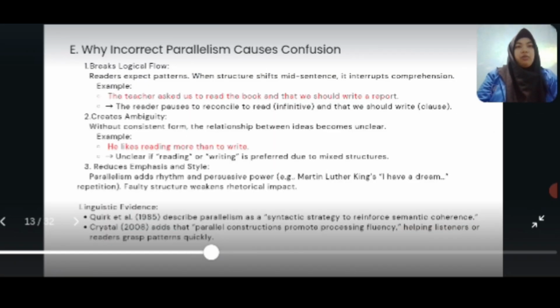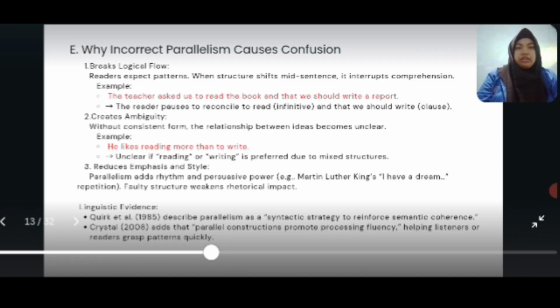And then, why does incorrect parallelism cause confusion? So the first one is that it breaks logical flow. Readers expect patterns. When structure shifts mid-sentence, it interrupts comprehension. For example, the teacher asked us to read the book and that we should write a report, which means the reader pauses to reconcile the infinitive to read and the clause that we should write.